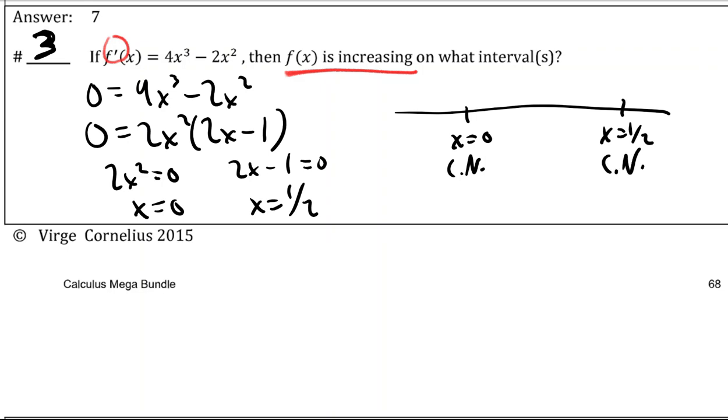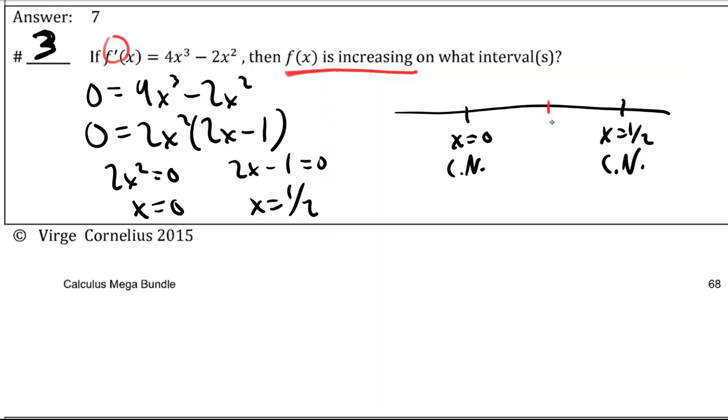Now, it's very highly recommended that you start labeling these the same way that I do. If I'm working with this because it's a critical number, and I'm working with this because it's a critical number, label them as critical numbers. That helps you organize your thoughts here. But these are the places that might be changing directions.